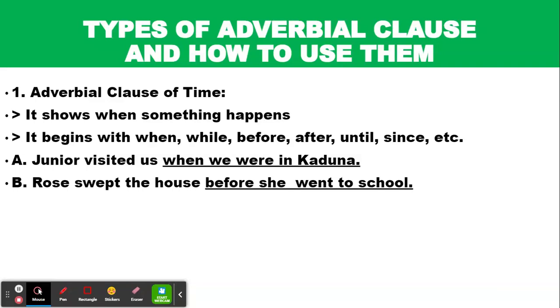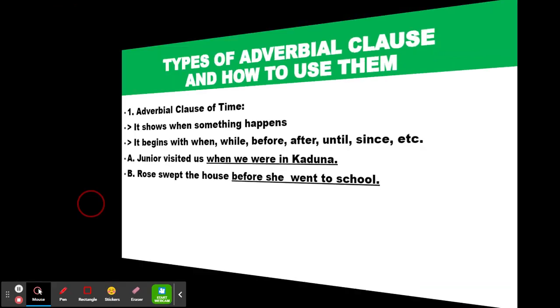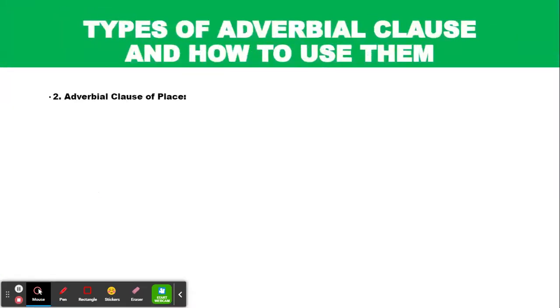Again, we can replace the clause with a single word adverb. We can say Rose swept the house today. All right. We can also replace it with an adverb phrase. Rose swept the house this morning. Okay. So the second one is adverbial clause of place.